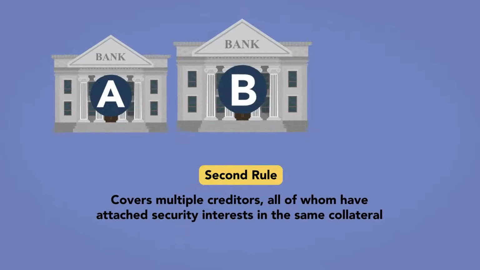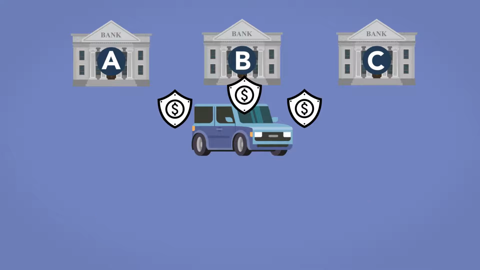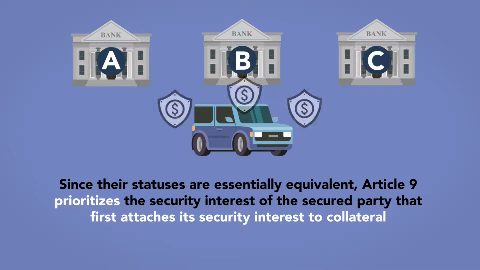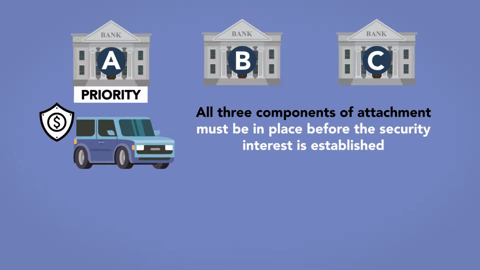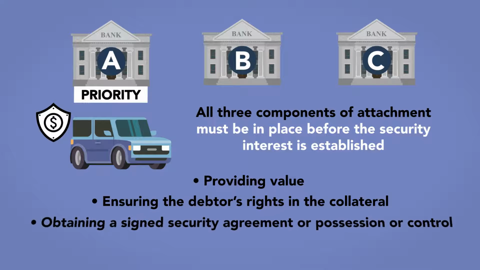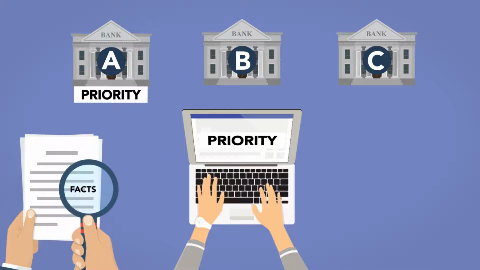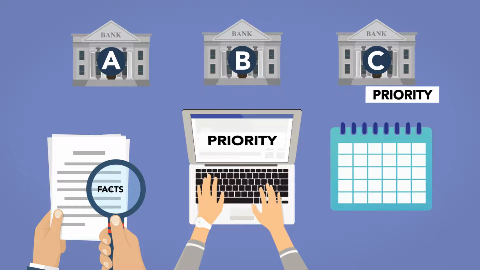The second rule covers multiple creditors, all of whom have attached security interests in the same collateral. Since their statuses are essentially equivalent, Article 9 prioritizes the security interest of the secured party that first attaches its security interest to collateral. All three components of attachment, providing value, ensuring the debtor's rights in the collateral, and obtaining a signed security agreement or possession or control, must be in place before the security interest is established. Analyzing priorities in this scenario is a fact-intensive exercise to determine exactly when each creditor achieved attachment.